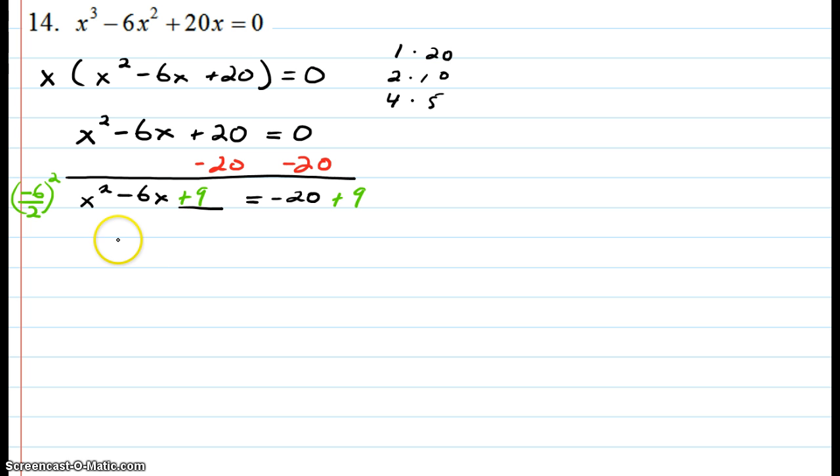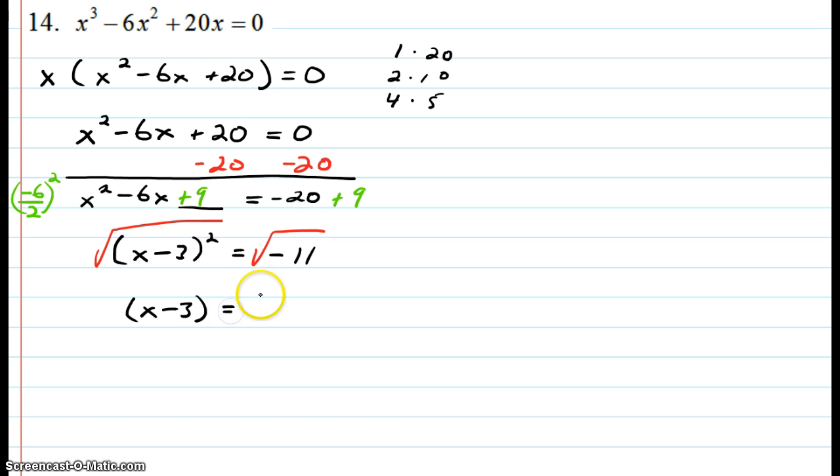Now we rewrite this as a binomial squared. x minus 3 squared equals negative 20 plus 9 is negative 11. Now we get rid of the square by square rooting, and we're left with x minus 3 equals, parentheses around it, the square root of negative 11. I can't take the square root of 11, but I can take the square root of a negative, so it's going to be plus or minus i square root of 11.